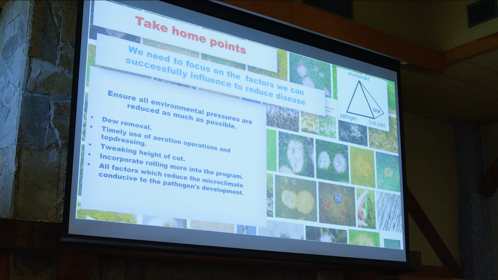And these are the take-home points for this section. The take-home points about controlling disease without or with reduced fungicides is to look at all the environmental conditions that your particular disease likes and see what you can do to reduce them. Things like dew removal. I put the timely use of aeration operations in because at home there's a lot of pressure from committees and members to carry out heavy aeration and heavy top dressing way past the season into October, November. Going out with heavy top dressing then is creating a microclimate for disease. It's totally different from light top dressing through the year. We're not smothering the grass. So heavy top dressing at particular times can be detrimental.